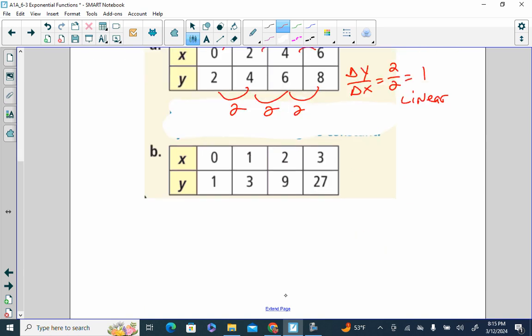We look at the next example. From 1 to 3, that's an increase of 2. 3 to 9, increase of 6. 9 to 27, that's an increase of 18. And the x values increase by 1, 1, 1.